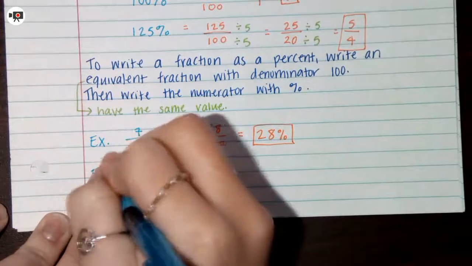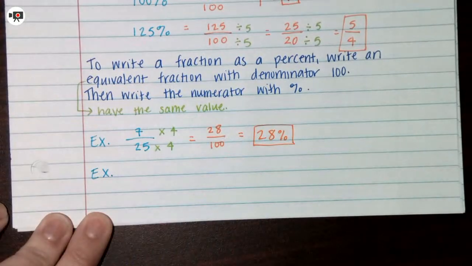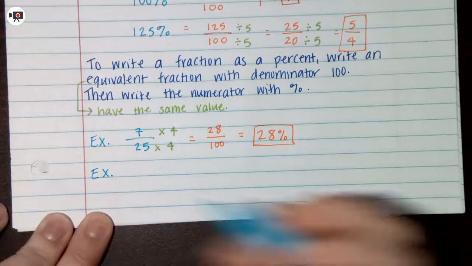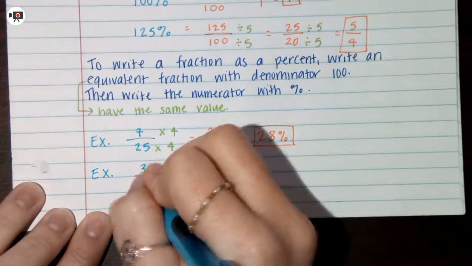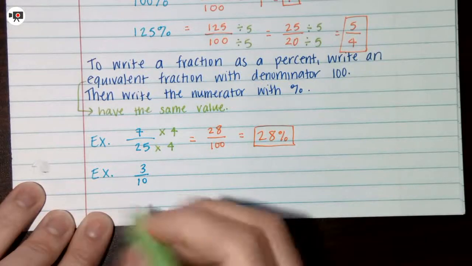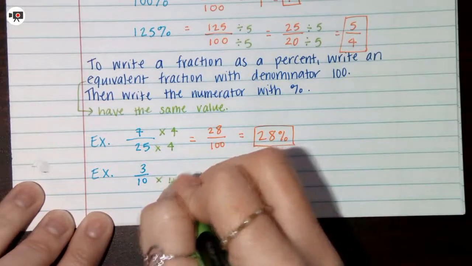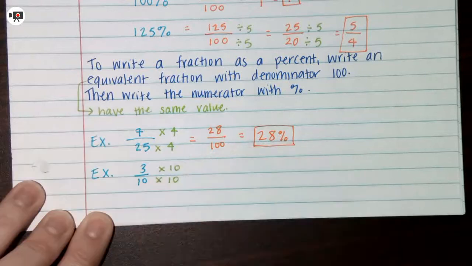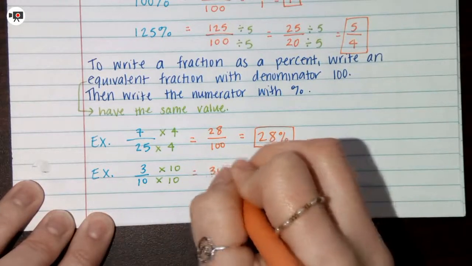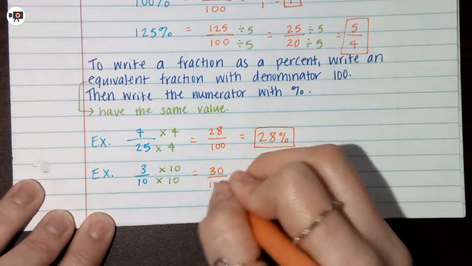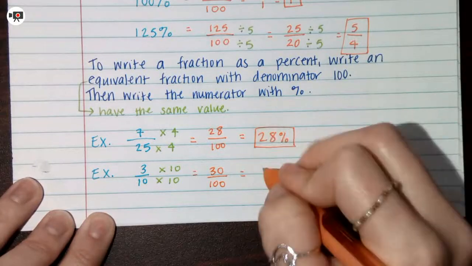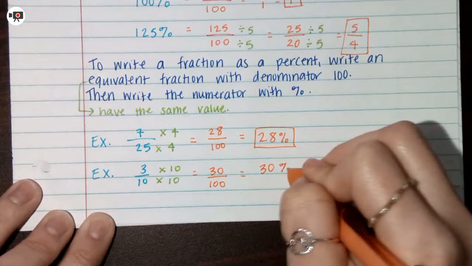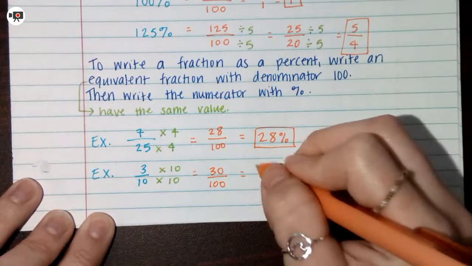Let's do another one. If I have 3 over 10, to turn 10 into 100, you multiply by 10. Do the same to top and bottom, and you get 30 out of 100. So my percent, I take the numerator, put a percent symbol on the end.